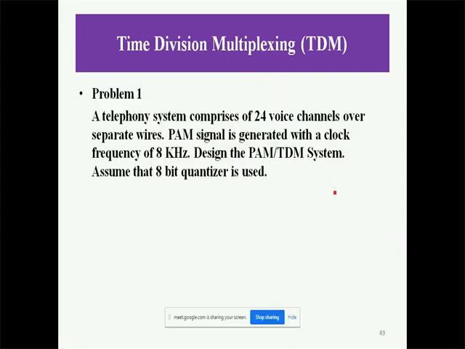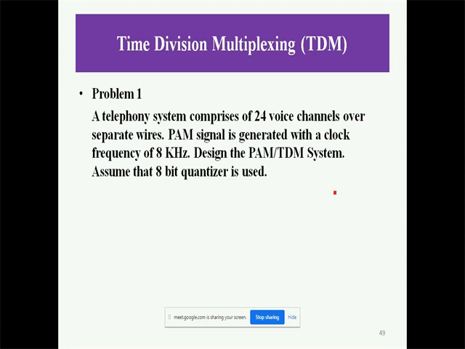Take a telephony system that has 24 wire channels. Over separate wires, a PAM signal is generated with a clock frequency of 8 kHz. Design the PAM TDM system and assume that an 8-bit quantizer is used. For the PAM system, we need sampling, quantization and encoding. These are the three basic steps of PAM.